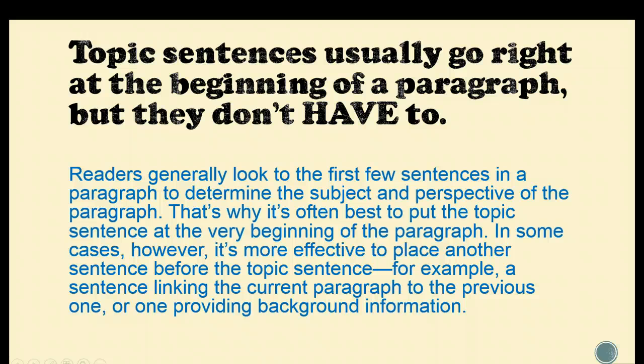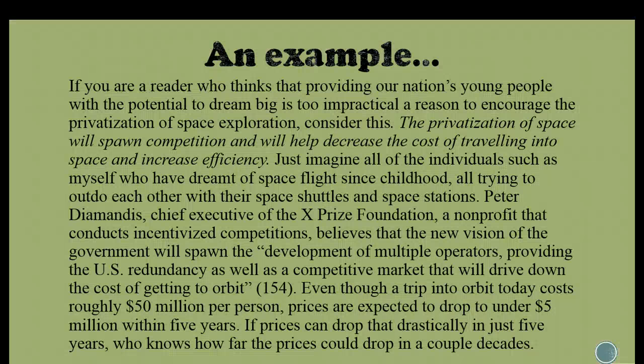Topic sentences usually go right at the beginning of a paragraph, but they don't have to. Readers generally look to the first few sentences in a paragraph to determine the subject and perspective of the paragraph. That's why it's often best to put the topic sentence at the very beginning of the paragraph. In some cases, however, it's more effective to place another sentence before the topic sentence. For example, a sentence linking the current paragraph to the previous one, or one providing background information. So here's an example of that.